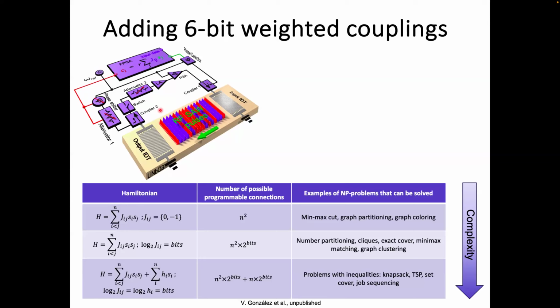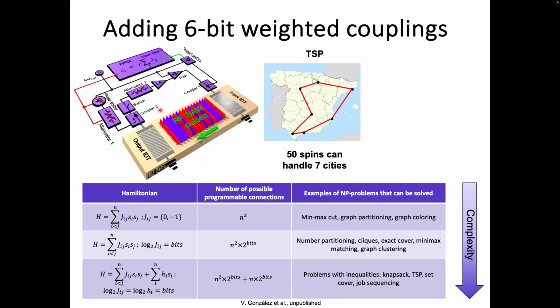first we just did MAXCUT. But if we have more bits, we can do more things. If we have local bias, we can do the Travelling Salesman Problem. This is something that the grad student Victor Gonzalez looked into. With 50 spins, you can do 7 cities. So this you can solve by eye, more or less.